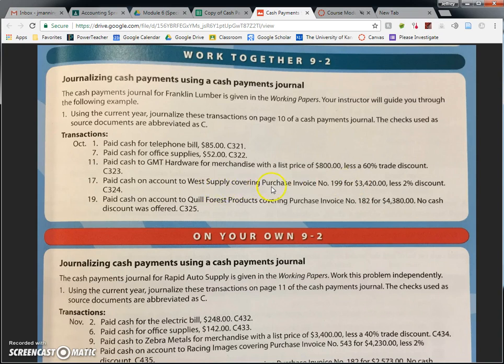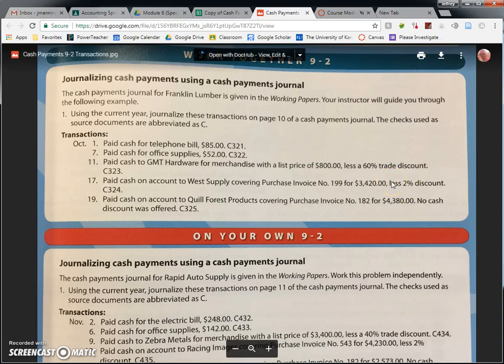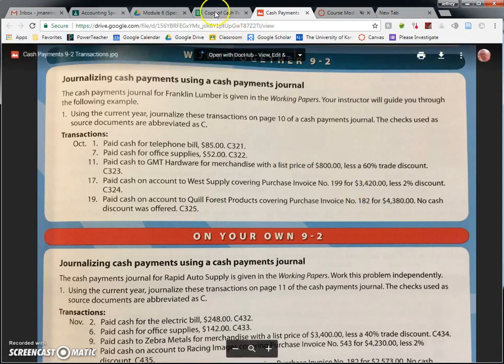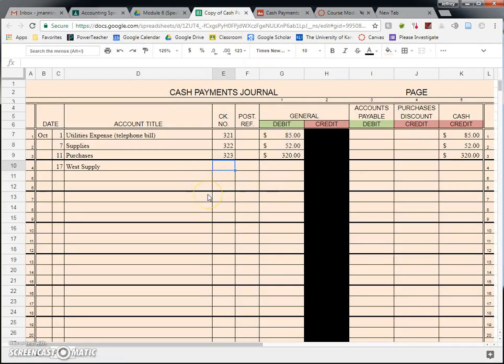Well, West Supply sent us an invoice or a bill, and they said, hey, you remember that stuff that you bought from us for $3,420? We'd kind of like to be paid for it. But we'll tell you what, if you pay it now, we'll give you a 2% discount. So that's a pretty good deal. 2% doesn't sound like a lot, but whenever you apply it to over $3,000, that ends up being a pretty good amount of money. So we are going to record check 324.